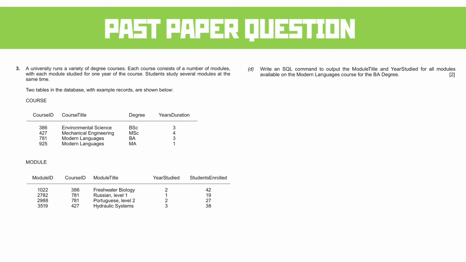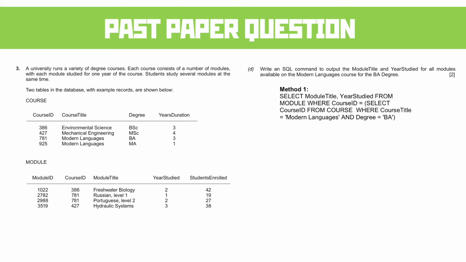The first method, which I think is probably the most straightforward one, select the module title and the year studied, because that's what they ask for, from the module table where the course ID is equal to, and then you've got the brackets. So we've got a subquery here where this would go and do this first. Select the course ID from the course where the course title is Modern Languages and the degree is BA. So that bit in the brackets would be done first.